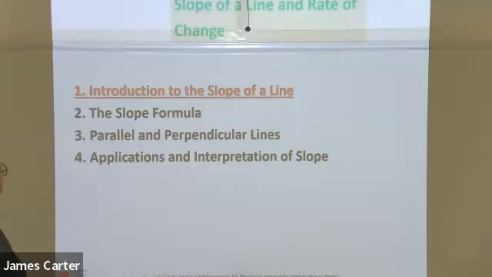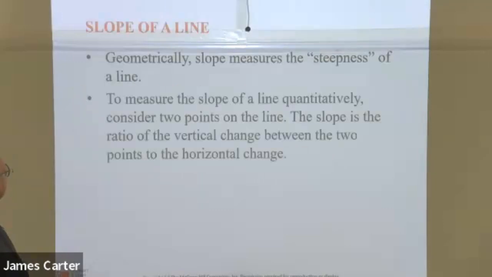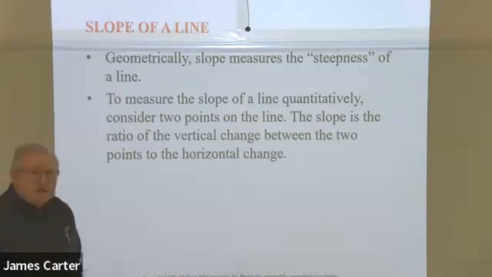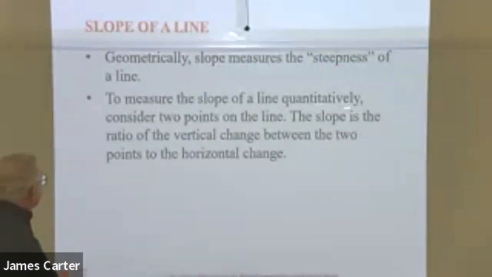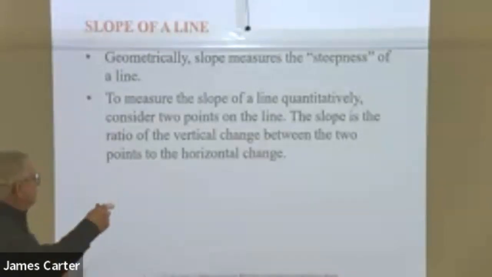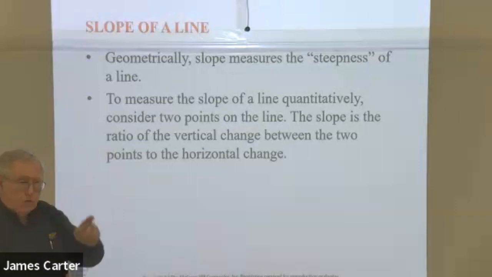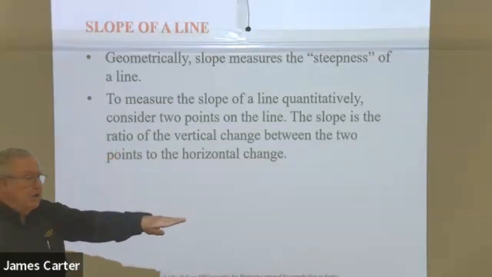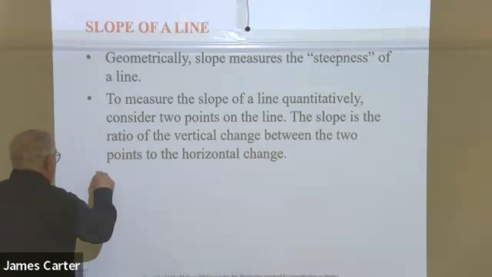Now we're going to go into an introduction to the slope of a line. Slope is a measurement of a line through space. To measure it quantitatively, we take 2 points and we determine how much rise compared to how much run. Rise over run.